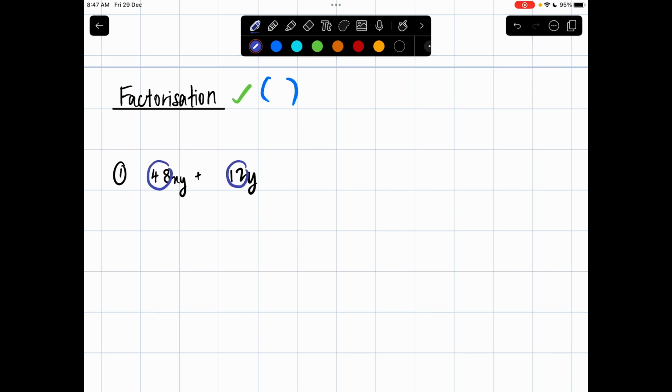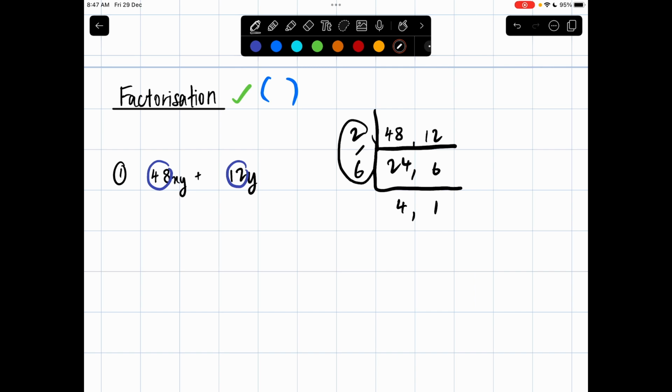So to find the HCF, just use the repeated division method, 48 and 12, which you will get 2, 24, 6. Let's speed up a little. So if we put 6 here, we have 4 and we have 1. And that's it. 4 and 1 are not divisible by a number simultaneously. So let's take this 2 and 6. We multiply them together and we get the answer 12. So 12 is the HCF for 48 and 12. So we have gotten the first thing, 12.